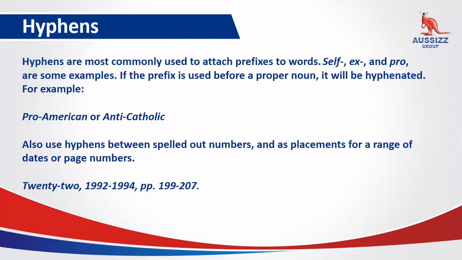You can also use hyphens between spelled out numbers and as a replacement for a range of dates or page numbers. An example of a number is here at 22. As you can see, there's a hyphen. 1992 to 1994, since this is a range of years, you can put a hyphen in between those. And then also for page numbers, such as between pages 199 and 207, right here.